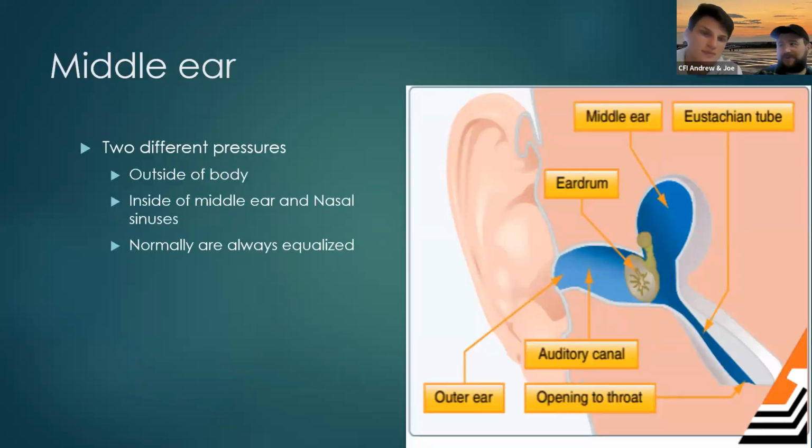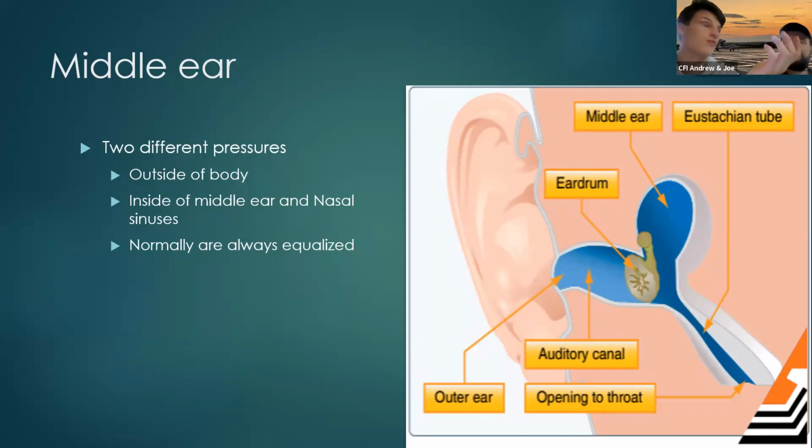Okay. Middle ear problems. So this is where we're going to have two different pressures, right? There's outside of the body and then inside the middle ear and nasal sinuses. Normally these two different pressures are equalized, right? So if inside my head is equalized to the pressure around me right now, but as I climb, the pressure around me decreases. And what this means is the pressure in my head wants to escape out of my head.